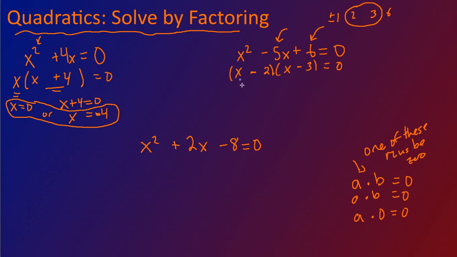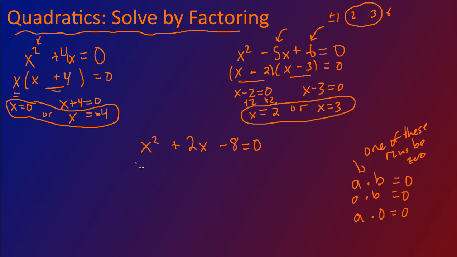Okay, so this equals 0 or that equals 0. So x minus 2 equals 0 or x minus 3 equals 0. And I solve these by adding 2 right here. So x equals 2, or add the 3, so x equals 3. And there's my solution to that one.